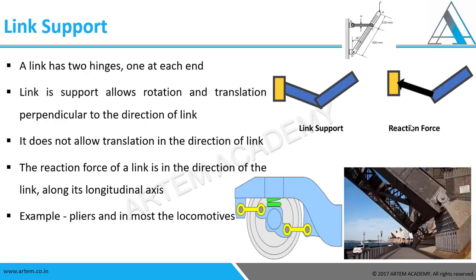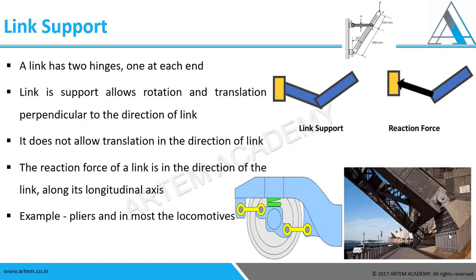Another most important thing is the link support. Majorly link supports are used in trusses, bridges or locomotives, as in the pictures you can see. The link has two hinges, one at each end. You can see how it is, two hinges, one at each end. The link allows rotation and translation perpendicular to the direction. Only in that perpendicular or normal direction does it allow translations and rotations.